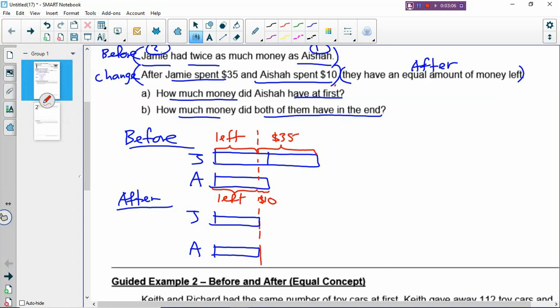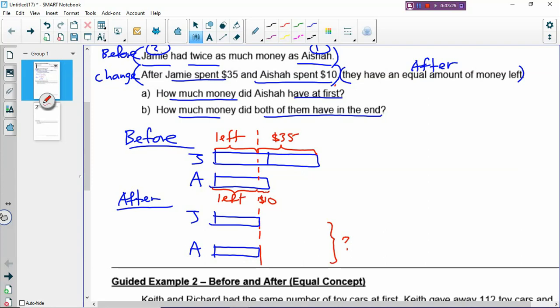So how much money did Aisha have at first? If there's no space to put the question mark or it's a bit messy, then you don't have to put the question mark. And how much money did both of them have in the end? Over here, I can put the question mark for part B. Part A, maybe it's a bit too messy, then maybe I don't put the question mark there. Okay, and your model is done.